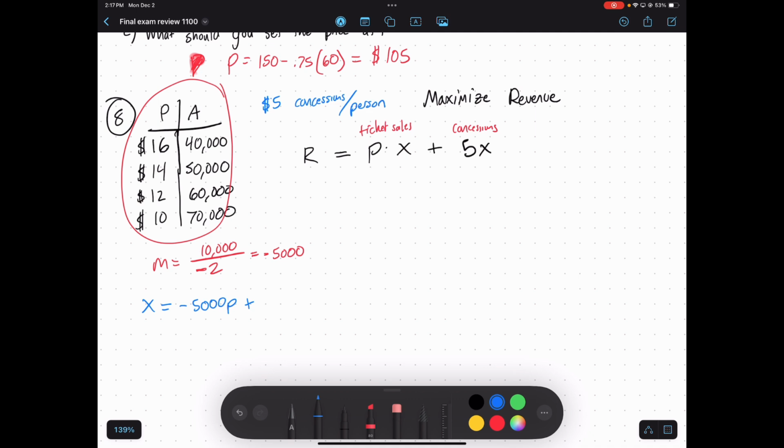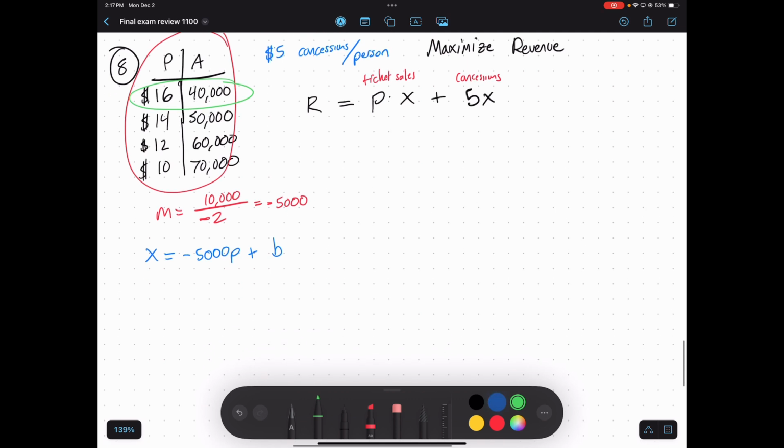Yeah, plug in like Pace said, 16 for P. Right, so there's a couple of different ways I could do this. First of all, since I don't know what it is, I could just put B there, right? Remember, we use B for the y-intercept. Then, like Pace said, I could pick one of my points. Sure, I can pick 16 and 40,000 and plug that in.